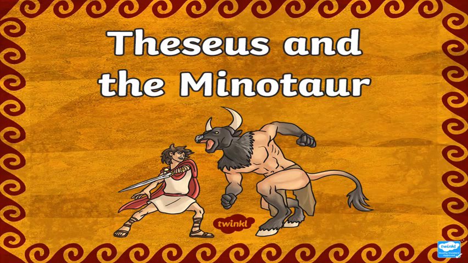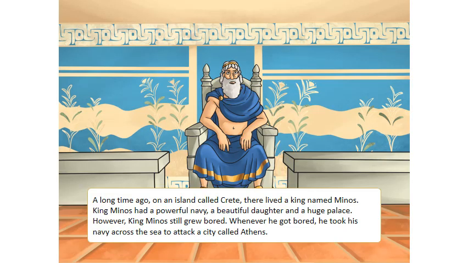Theseus and the Minotaur. A long time ago, on an island called Crete, there lived a king named Minos. King Minos had a powerful navy, a beautiful daughter, and a huge palace. However, King Minos still grew bored. Whenever he got bored, he took his navy across the sea to attack a city called Athens.